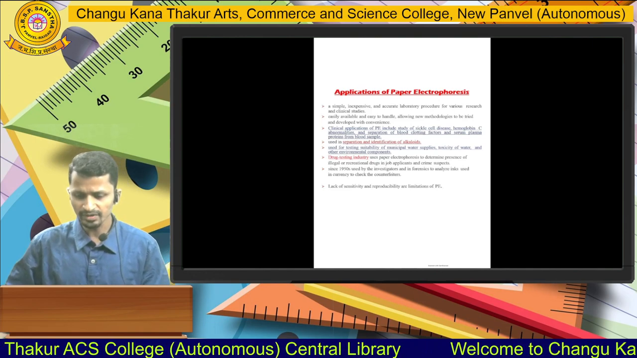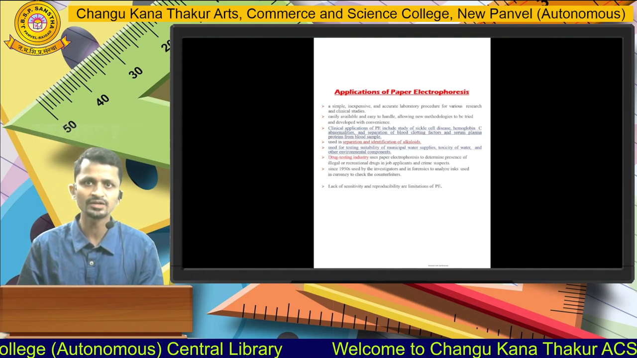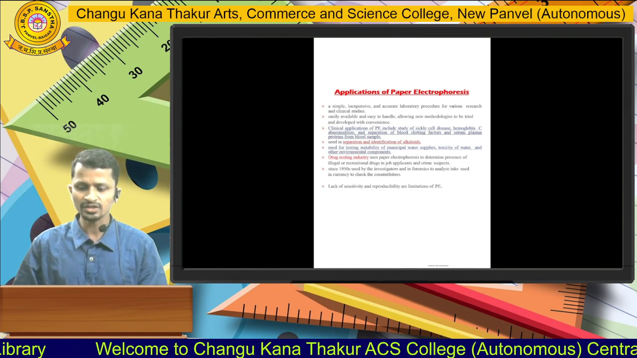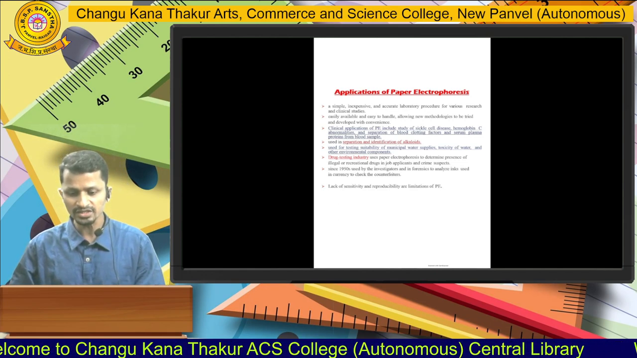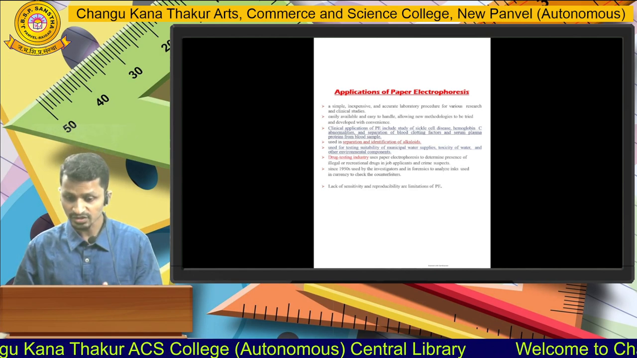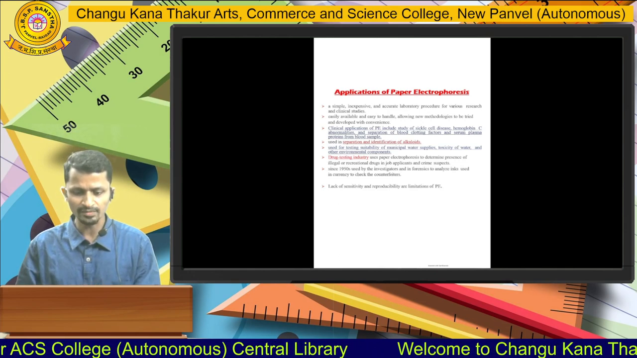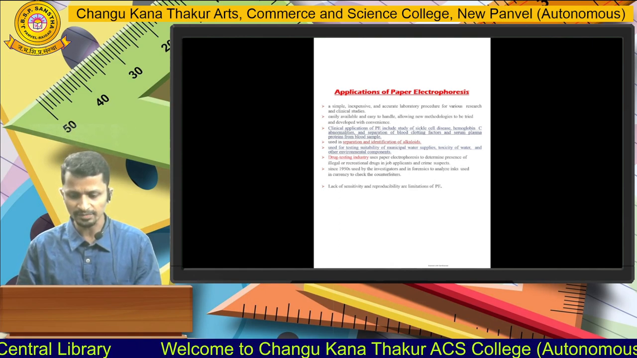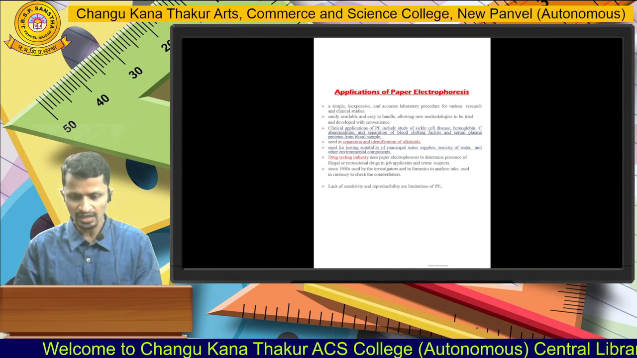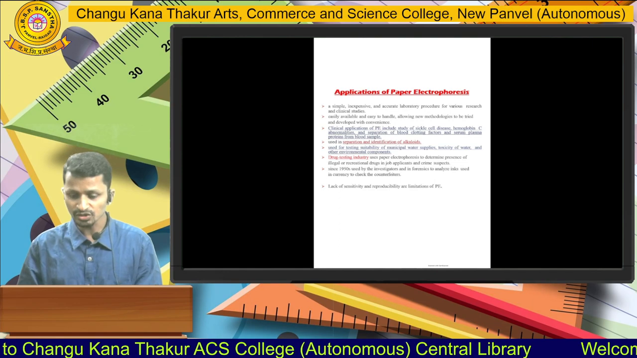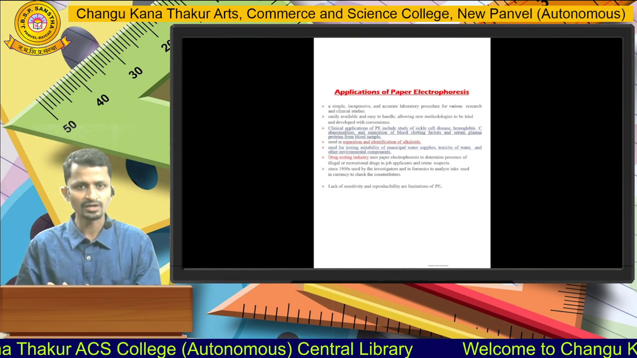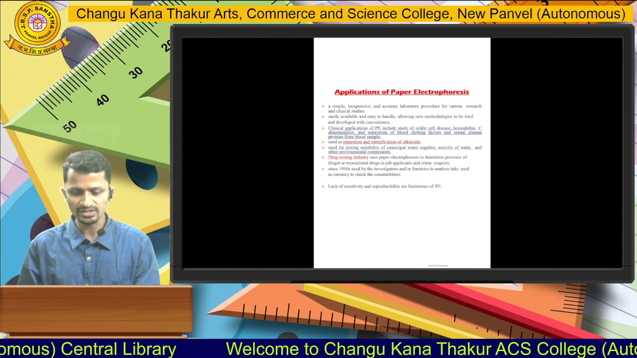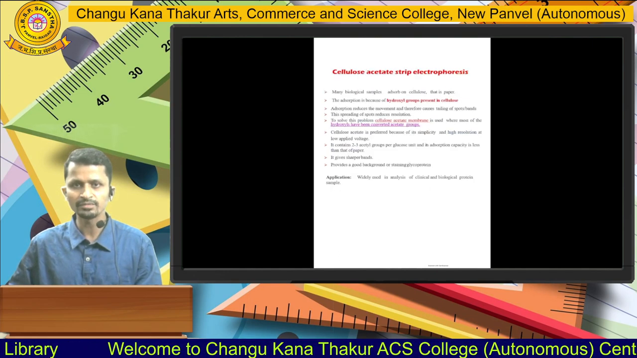So what are the applications of paper electrophoresis technique? There are many applications. Some of the applications I highlighted here: this technique is mainly useful for clinical research and various research studies. Then this technique is used for the study of sickle cell disease, hemoglobin abnormalities, and separation of blood clotting factors, serum, and plasma proteins. These are various clinical applications of paper electrophoresis. This technique is also useful for testing the quality of water in municipal or city areas, to check the toxicity of water and other environmental components. So these are important applications of the paper electrophoresis technique.